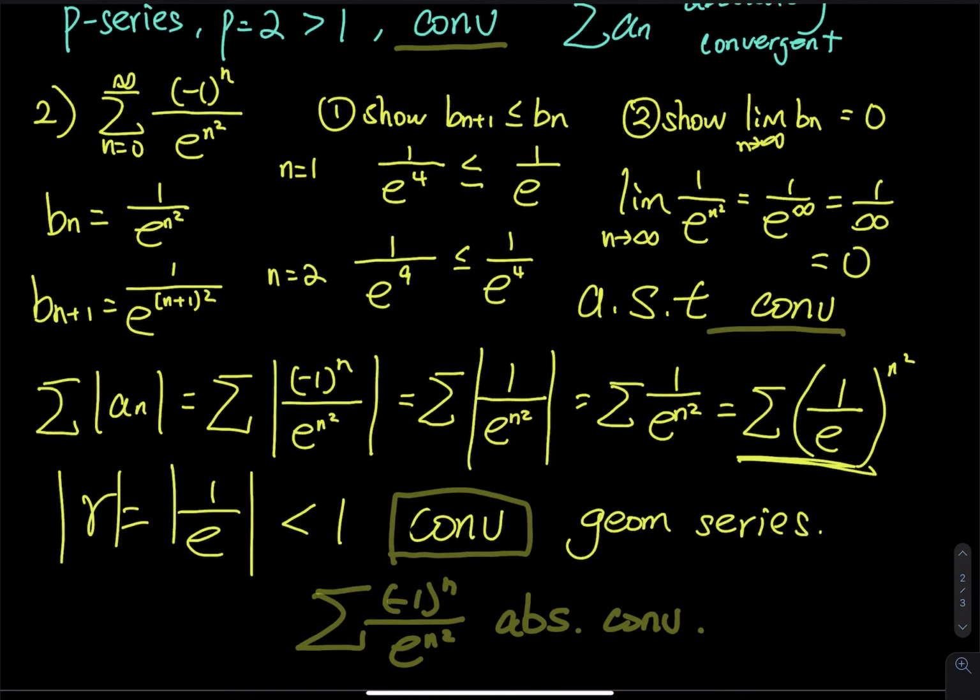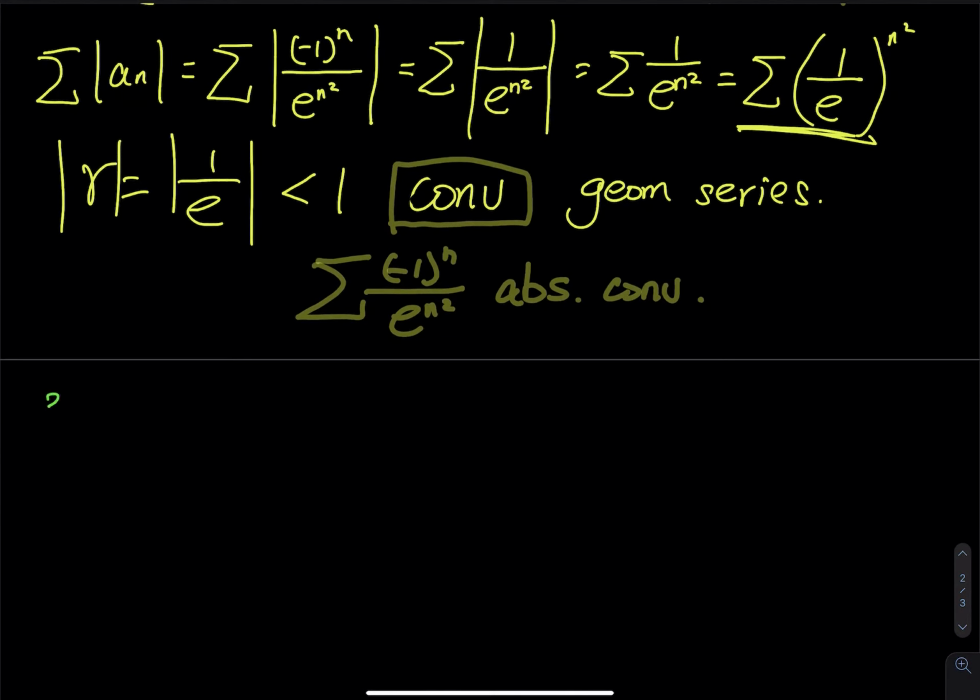We have trig functions. So number 3, we have the sum n equals 1 to infinity of cosine of n pi divided by 3, divided by n squared. All right, so here we have a cosine. So how do we deal with cosine?